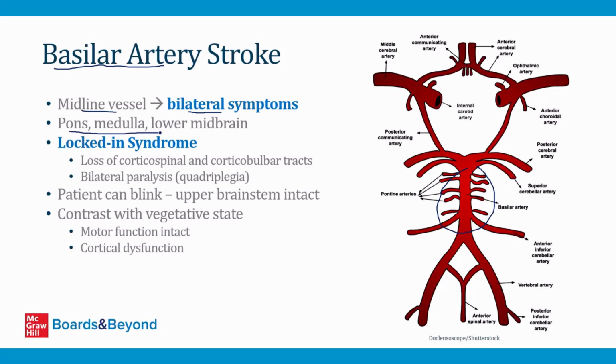symptoms will be bilateral. So because the symptoms are bilateral, patients with basilar artery strokes can develop what's known as the locked-in syndrome. This occurs due to loss of the corticospinal and corticobulbar tracts on both sides of the body so that the patient develops bilateral paralysis, quadriplegia, and also often inability to speak and use the muscles of the face. Usually the patient will be able to blink. That's because the upper brainstem is intact, but otherwise they will be unable to move or communicate.